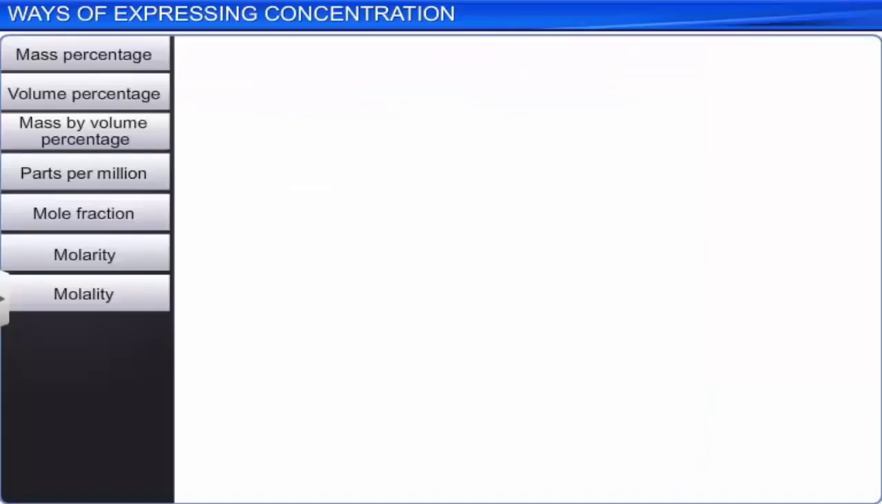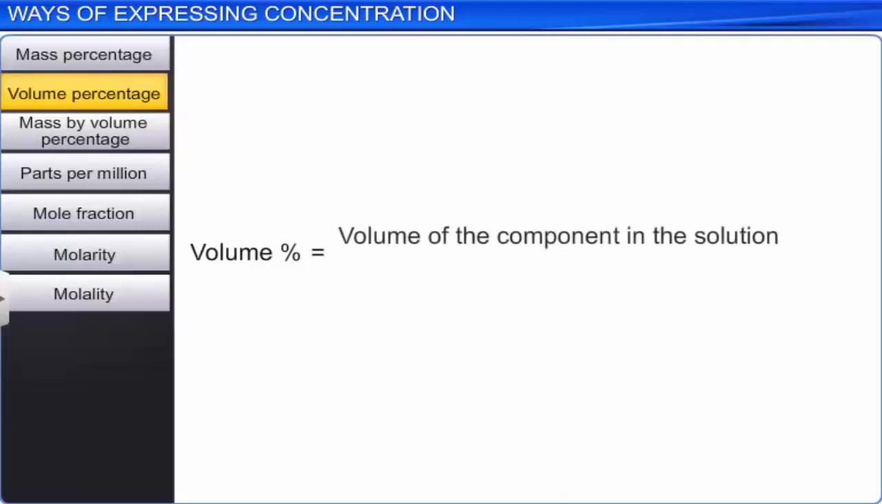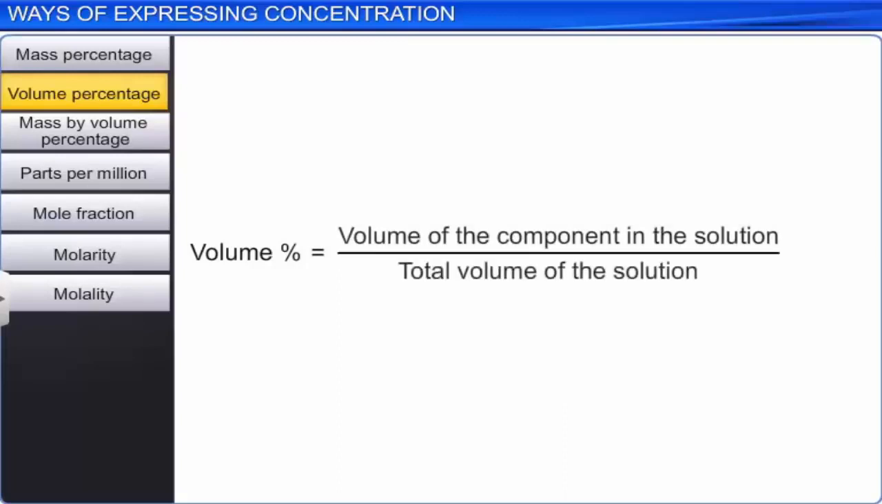Another way of expressing concentration in percent is volume percentage, or volume by volume percent. The volume percentage of a component in a solution is defined as the volume of the component divided by the total volume of the solution multiplied by 100. The concentration of solutions where both the solute and the solvent are liquids is commonly expressed using this method.